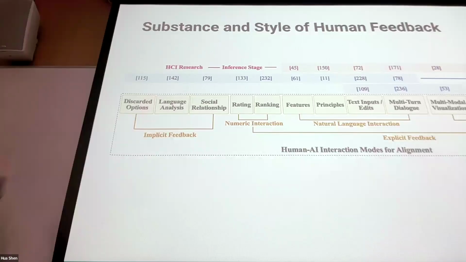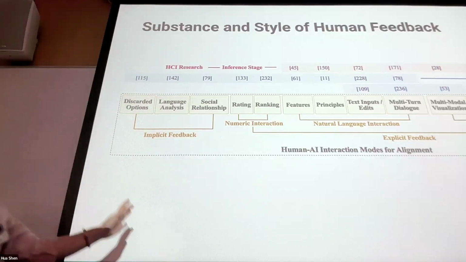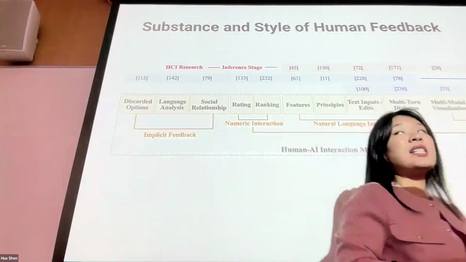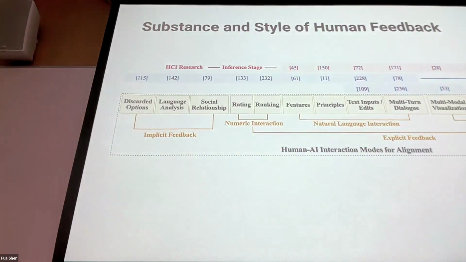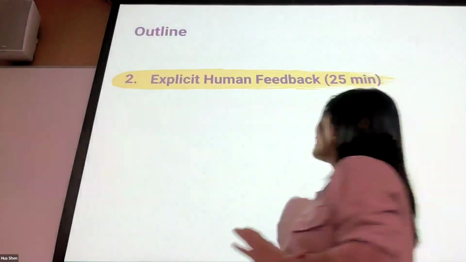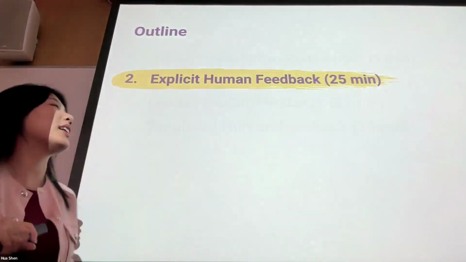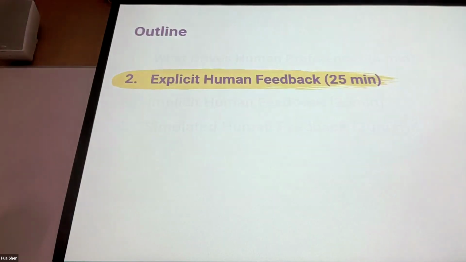So this is an overview of the typical data formats or styles regarding human preference. And in this lecture, we will go deeper into some typical ones of these styles. Any questions here? Great. Then let's start with the first one, explicit human feedback.